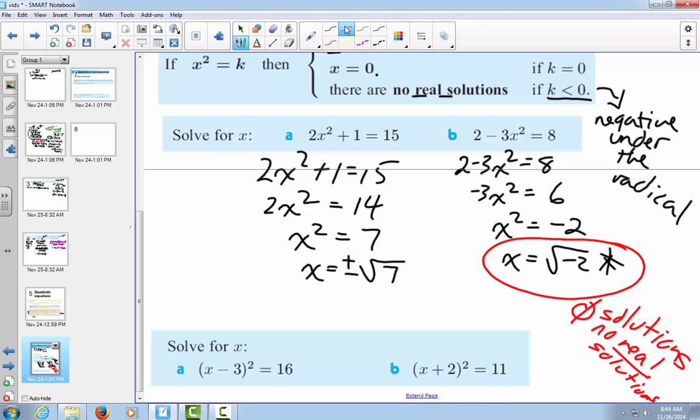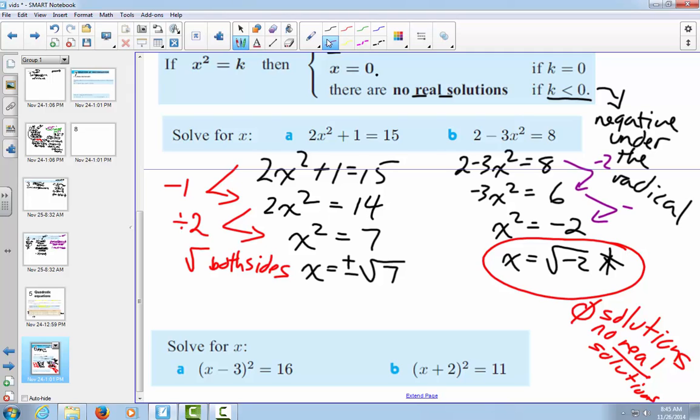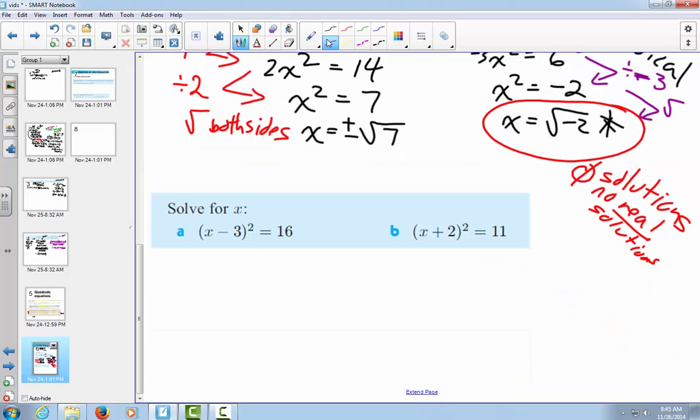Now, I'm just going to point this out. How did I get from here to here? I subtracted 1. How did I get from here to here? Divided by 2, and then square root both sides. I know how much everybody likes to know what's going on, so we'll double check that. Here, subtract 2. Here, divide by negative 3. Get negative 2, and then from here to here, square root. Okay, a couple more quick examples and then we're done for this video.